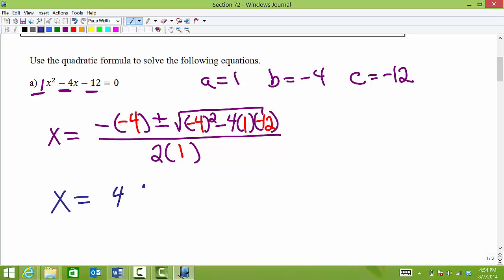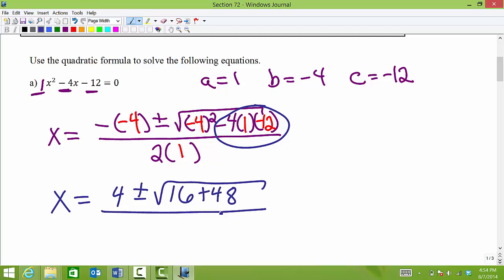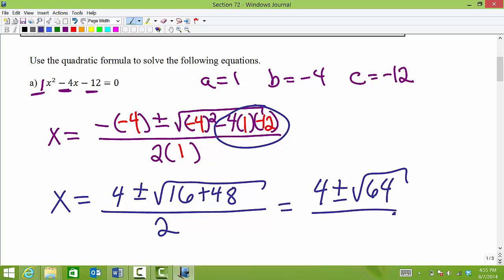The negative of -4 is a +4, plus or minus the square root. -4 squared is 16, minus 4 times 1 times -12. When I multiply all of these together, we get a +48. We divide all of that by 2. We get 4 plus or minus the square root of 64 divided by 2.